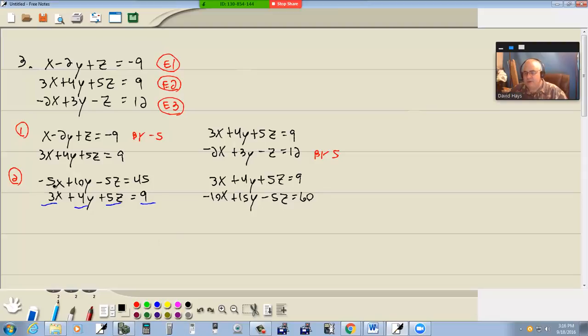Okay, now I add the equations. -5x plus 3x is -2x. 10y plus 4y is 14y. -5z plus 5z is eliminated. 45 plus 9 is 54. And notice, these are all divisible by 2. So I'll divide everything by 2. So that gives us -x plus 7y is equal to 27. And that's E4.